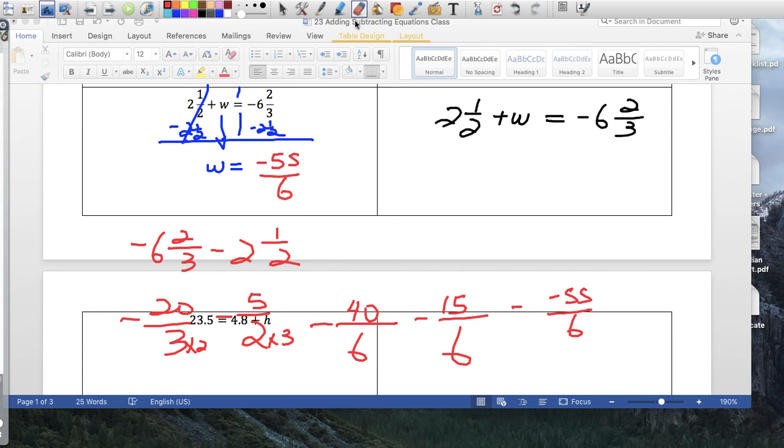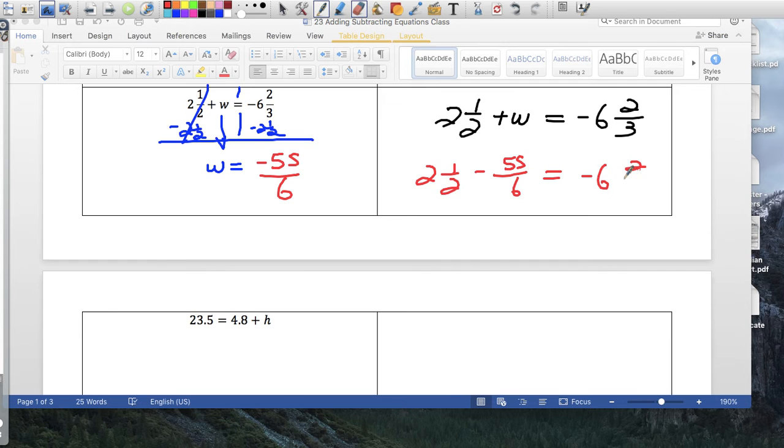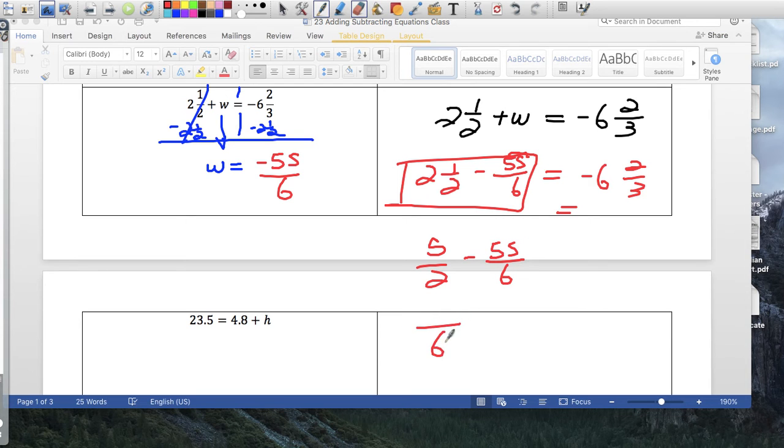All right, well, let's see what happens. So if the answer is negative 55 over 6, this is 2.5 minus 55 over 6, right? This is negative 6 and 2/3. Let's focus on this, right? Because that has to equal. So that's 5 over 2. 2 times 2 is 4, plus 1 is 5. 5 over 2 minus 55 over 6. LCM is 6. Times 3, times 3 is going to be 15.